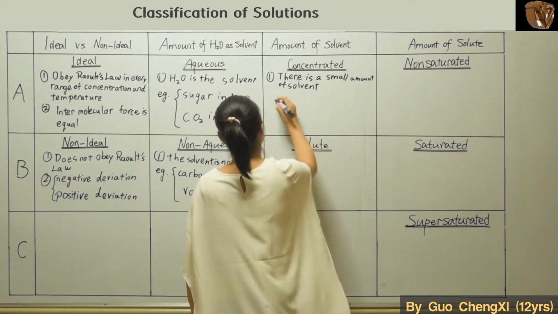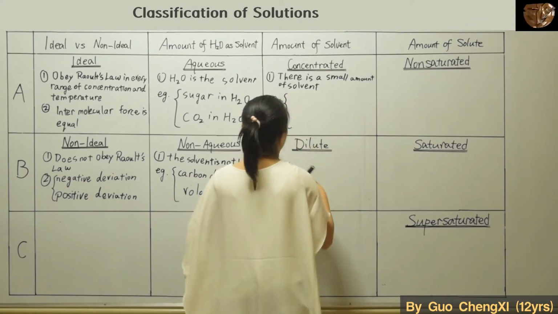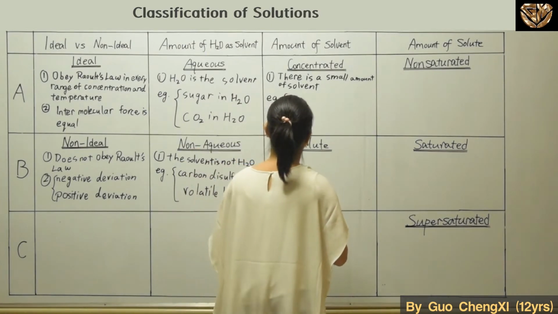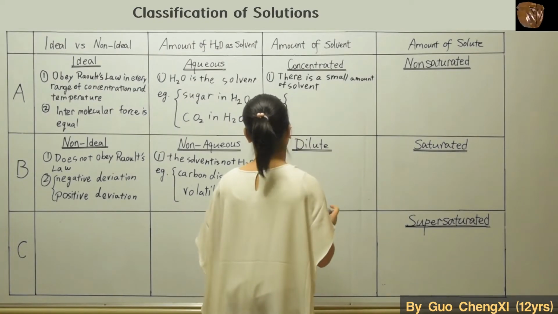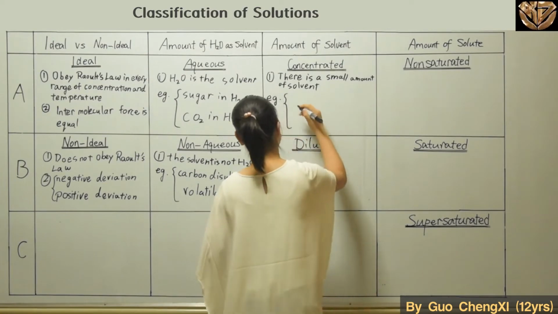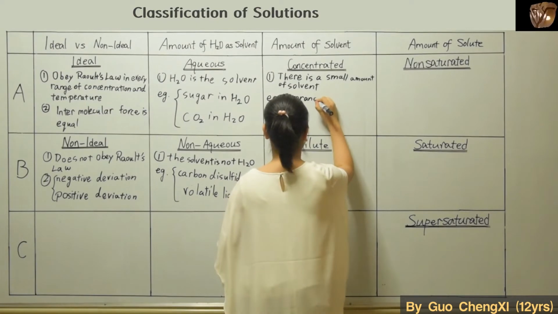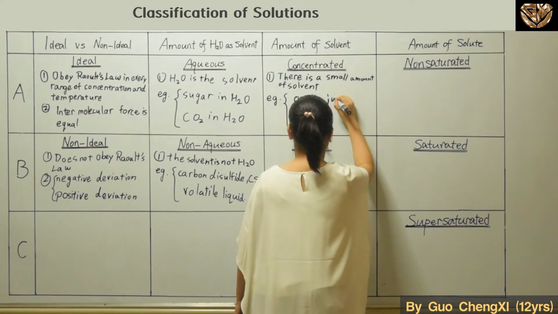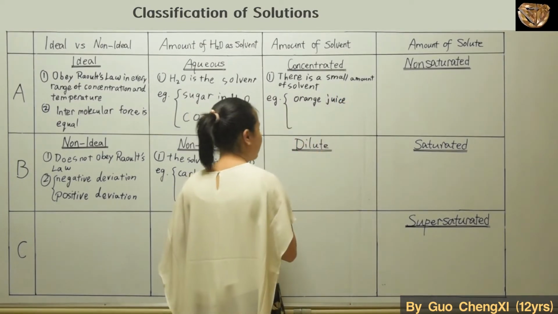So over here we have a few examples. Concentrated, for this part, compared to dilute, has a smaller amount of solvent and a larger amount of solute. The first one that we have is orange juice. The solvent is acid, so there is not going to be that much acid. If you have too much acid in your drink, that's also not good, okay?